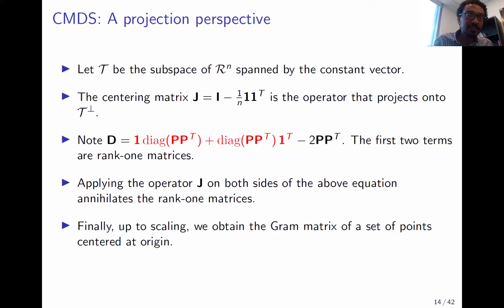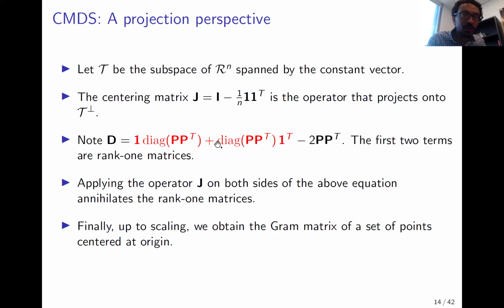Let's define this curly T to be the subspace of R^n that's spanned by the constant vector, for example, a vector of ones. Now, if we look at this centering matrix, it is nothing but the operator that orthogonally projects onto the complement of this T. So we have a space that's spanned by the constant vector, and the projection onto the orthogonal complement of that space is this J.